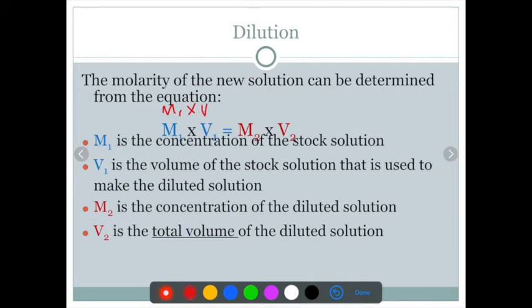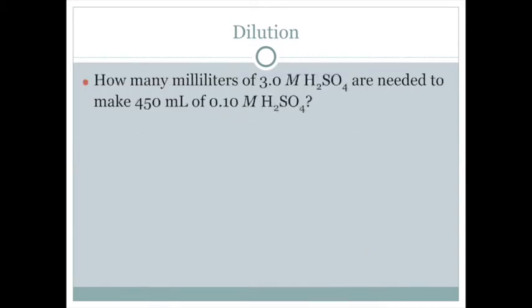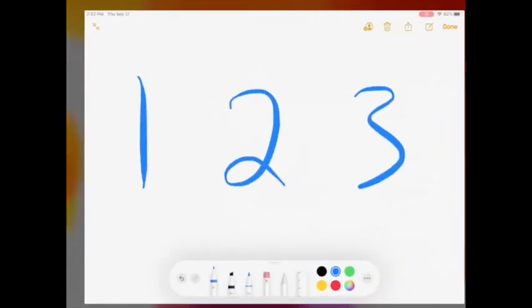M1 times V1 equals M2 times V2. So this equation is only used for dilutions. You can't use this for the next thing we're going to talk about, which is the titration. You can only use it for dilution. I'm going to put an example right here.